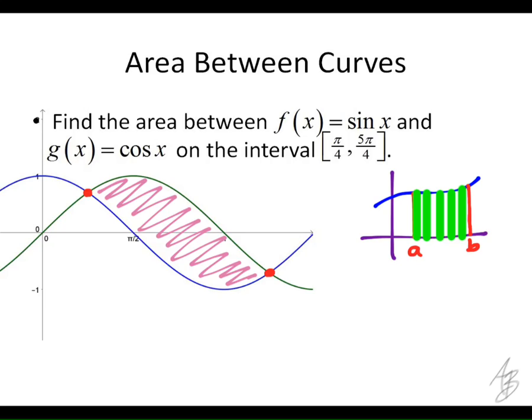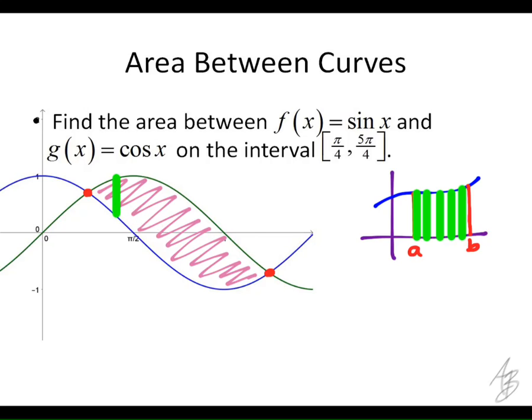We can break this up into a bunch of rectangles, but now the top and the bottom of the rectangle, neither of them is on the x-axis anymore. So the top of the rectangle is here on sine, and the bottom of the rectangle here is on cosine. Now let me ask this. On this interval, is there any place where sine is not above cosine? No. On this entire interval, sine is above cosine.